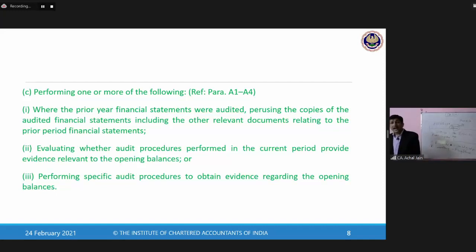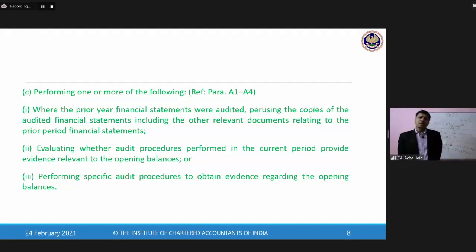Where the prior year financial statements were audited. So in our scenario, prior year financial statements were audited. When using the copies of audited financial statements, including other relevant documents relating to prior period financial statements, evaluating whether audit procedures performed in the current period provide evidence relevant to the opening balances, or performing specific audit procedures to obtain evidence regarding the opening balances.